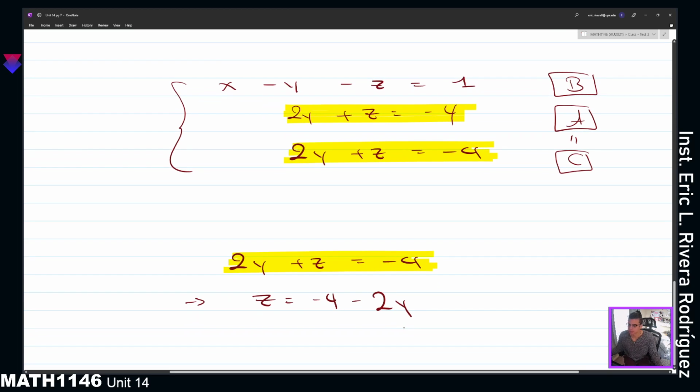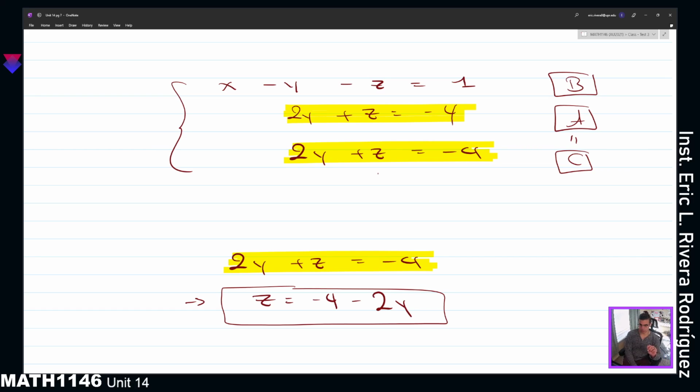Okay, what does this mean in this exercise? It means that now the value of the unknown variable, the variable z, depends on y. So what we are seeing here is that z is a function of y, or an equation of z is a function of y.